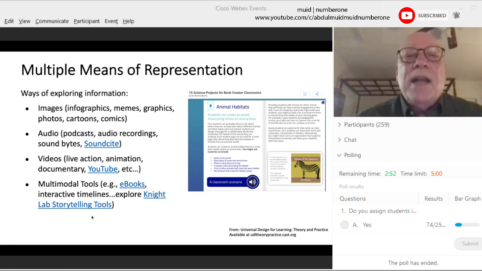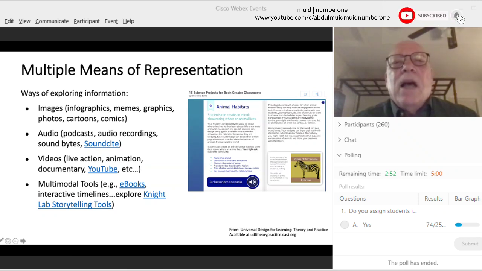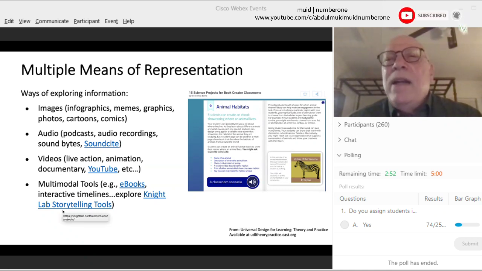Multimodal tools such as ebooks, interactive timelines, storytelling tools. These are all great things that you can have, and you'll get the links to these after this. So there are multiple means of representation in which you can get your students to find information, hear information, see information, understand information, and be able to do tasks or projects based on what they see, hear, read, do.